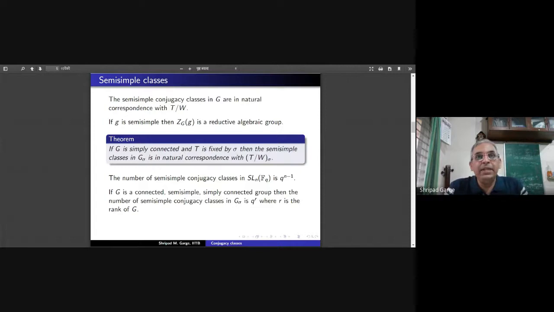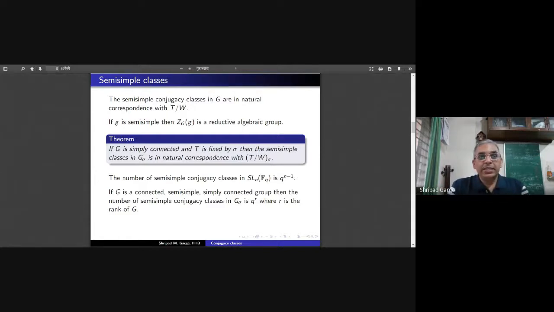So this first statement is very natural. This holds over the algebraic closure. The semi-simple conjugacy classes in G are in natural correspondence with T mod W. The Weyl group, being the normalizer of T upon T, acts on T, and you look at the orbits of this Weyl group action in the torus T; those orbits correspond to the semi-simple conjugacy classes in G, and we have used the Bruhat decomposition in this. And moreover, this statement, which I again make, that when G is semi-simple, then the centralizer of this semi-simple element is a reductive algebraic group.